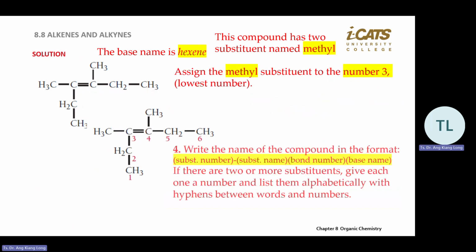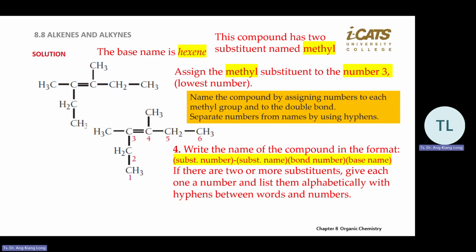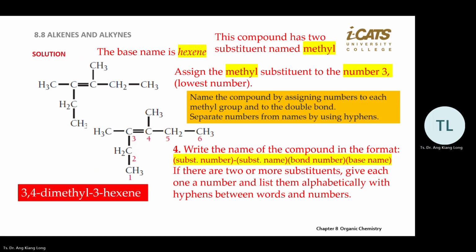So at the end, remember substituent number, name, bond name, and base name. For this structure, you will see the number first, and then the substituent name, and then the bond name and the base name. So this structure is called 3,4-dimethyl-3-hexene.